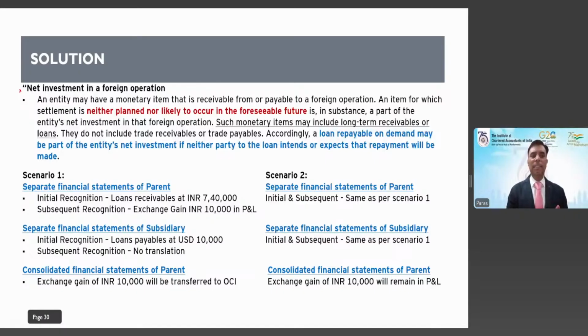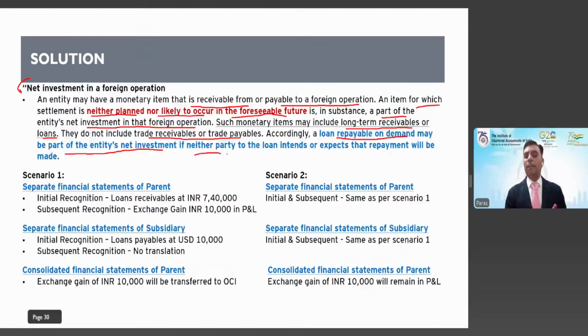First, read the theory part. It says net investment in a foreign operation. An entity may have a monetary item that is receivable from or payable to a foreign operation. An item for which settlement is neither planned nor likely to occur in the foreseeable future is in substance a part of the entity's net investment in that foreign operation. Such monetary items may include long-term receivables or loans, but they do not include trade receivables or trade payables. Accordingly, a loan repayable on demand may be part of the entity's net investment if neither party to the loan intends or expects that the repayment will be made. If any holding company has provided any loan to the subsidiary company or vice versa, which is repayable on demand, right?